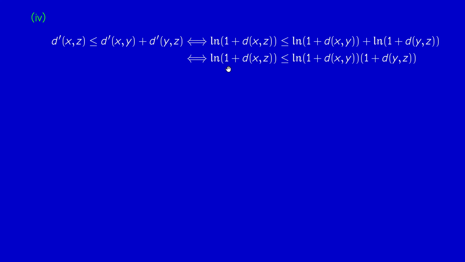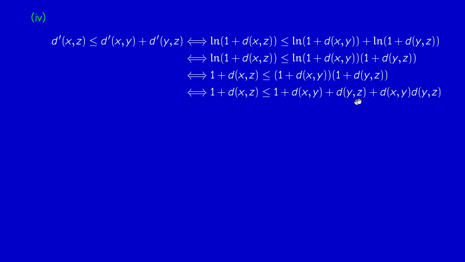Now, since ln is strictly increasing, the argument of the ln here is less or equal than the argument of the ln here. Or if you like, take the exponential, because the exponential is strictly increasing. So this is equivalent to saying that 1 + d(x,z) is less or equal than this product. And now we can develop this product. So we get 1 + d(x,y) + d(y,z) + the product of d(x,y) and d(y,z). Okay, now subtract 1, and you get this inequality. So this is equivalent to the original one.